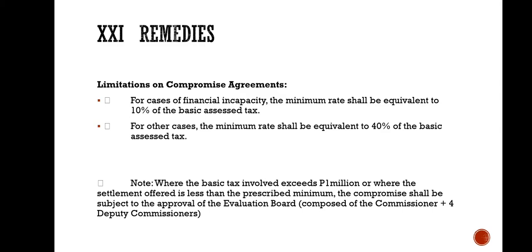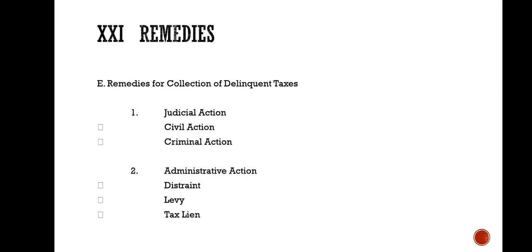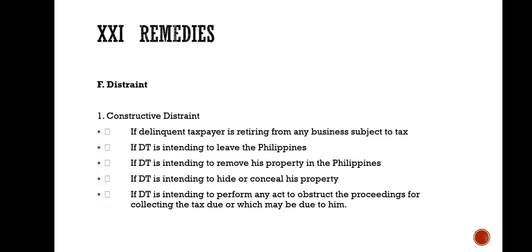So, yung evaluation board is composed of the Commissioner plus 4 deputy commissioners. So, remedies for collection of delinquent taxes. We have judicial action, civil action, and criminal action. We also have administrative action, distraint, levy, and tax lien. Also, we have distraint. So, constructive distraint.